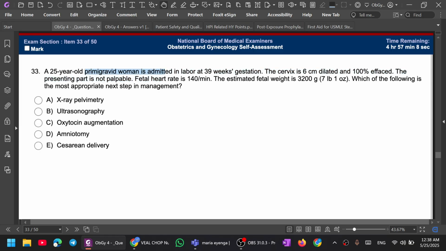A 25-year-old primigravid woman is admitted in labor at 39 weeks of gestation. The cervix is 6 centimeters dilated and 100% effaced. The presenting part is not palpable. Fetal heart rate is 140 per minute. The estimated fetal weight is 3.2 kg. Which of the following is the most appropriate next step?